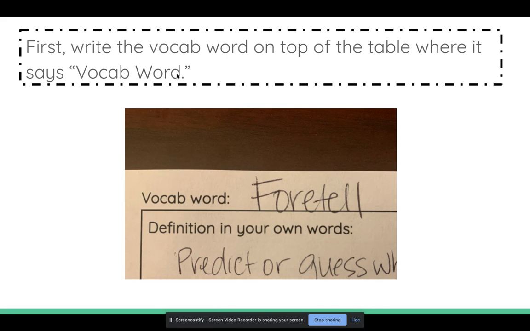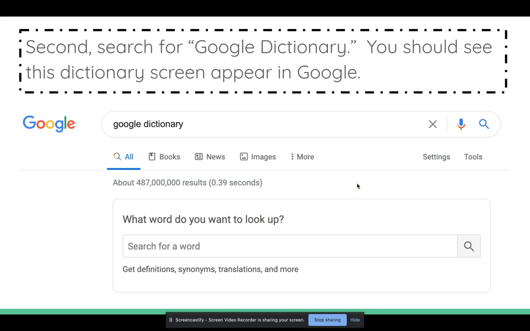All right, so the first step after you've set up your paper is to write the vocab word on the top of the table where it says vocab word. I'm going to show you and walk you through how to do this with the word foretell. It is absolutely okay with me if your paper today has the exact same words as mine for your first vocabulary word, which is foretell. So again, we're working on foretell. We would write that word up here by vocab word.